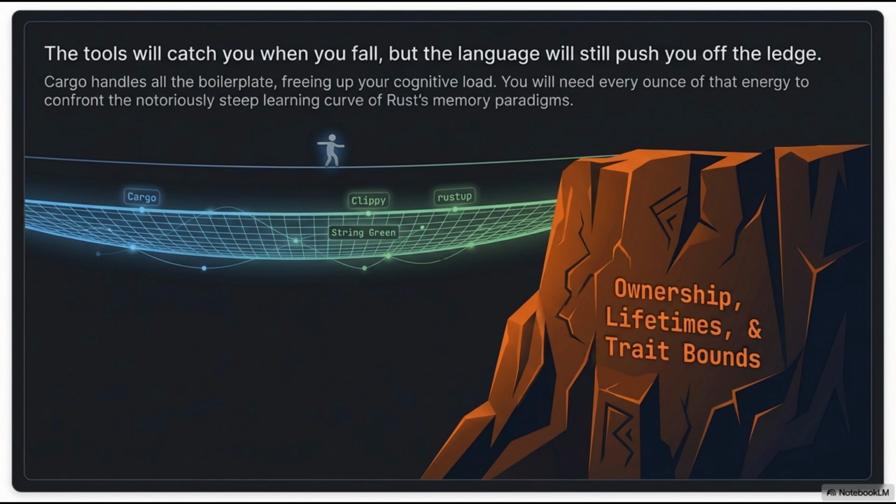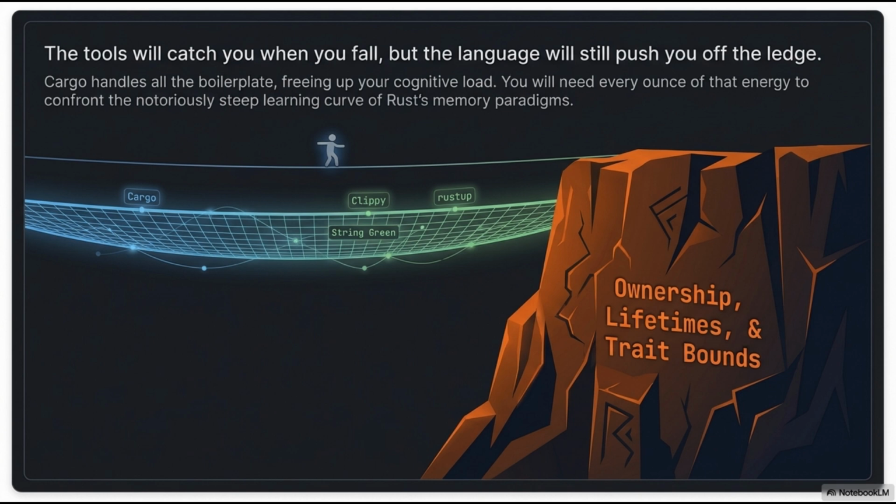Right. And just to make sure we're grounded, let's briefly define those terms for the listener, since they won't fully dive into them until the next few chapters. Good idea. Ownership is Rust's system for deciding exactly which part of the code is responsible for cleaning up memory. Lifetimes are how the compiler guarantees a reference won't point to deleted garbage data. And trait bounds are essentially Rust's stricter, safer version of interfaces.